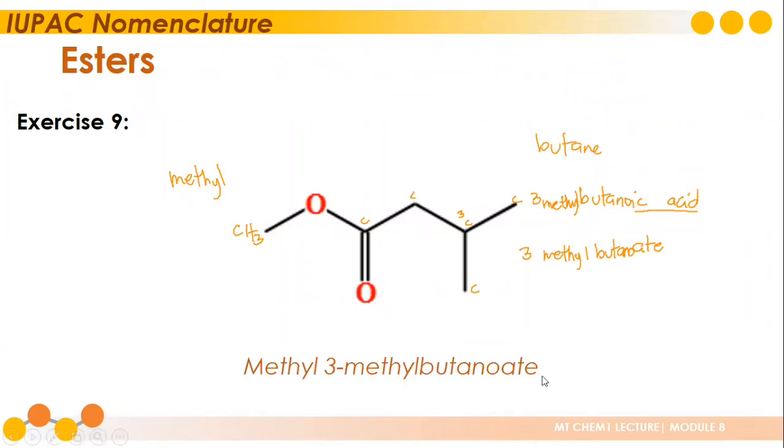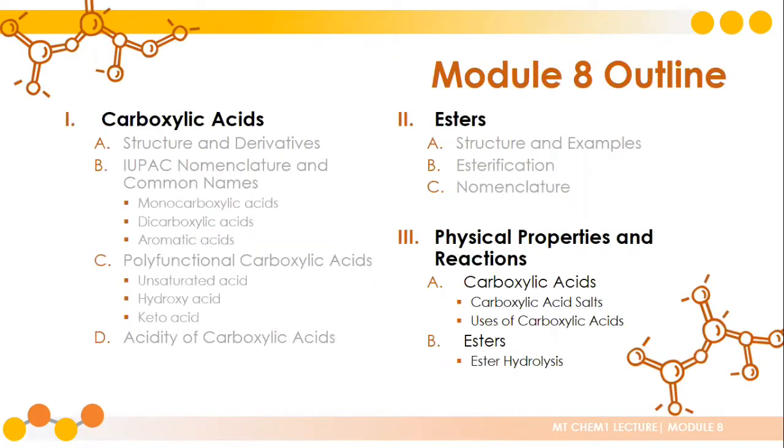Okay? Again, there is a separate word for the acid part and the alcohol part, and the alcohol part should appear first. Again, this is methyl 3-methylbutanoate. Hopefully, you've understood the naming for esters, and that would be the last part of the discussion about esters. Next, we'll be discussing the physical properties and reactions of both the carboxylic acids and esters. You might want to take a quick break and then go back to our discussion.